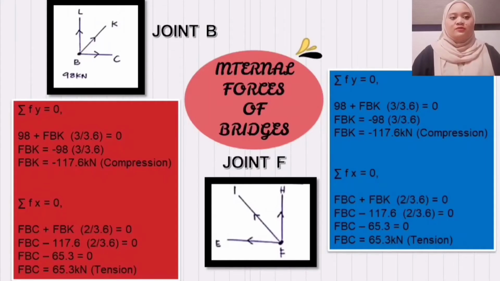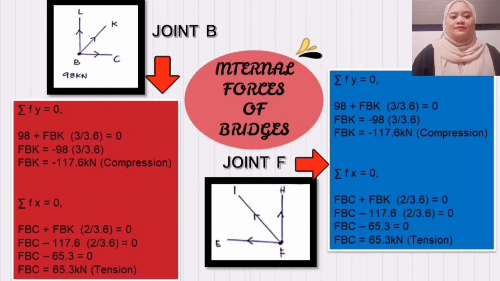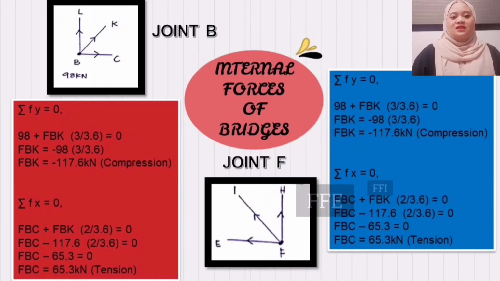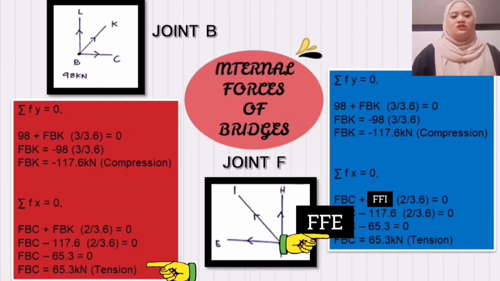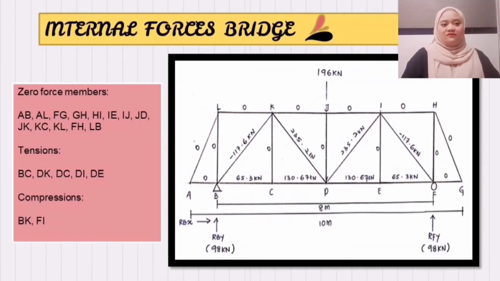For the forces of the bridge, we use the method of joints because it is very suitable for getting the value of every joint. As we can see, for joint B and joint F, we got the same answer. For sum Fy, FBK and FFI equal negative 117.6 kN, so it is compression. And for sum Fx, FBC and FFE equal 65.3 kN, so it is tension. So we get the internal forces of the bridge.